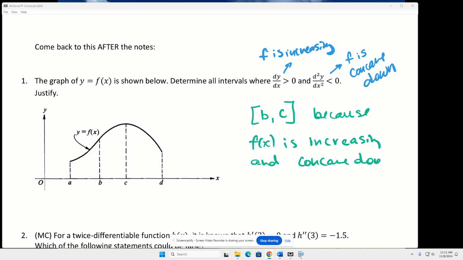I'm not sure that's a great justification. You probably would need to go into more detail. First derivative is positive, so f of x is increasing. Second derivative is negative, so f of x is concave down.